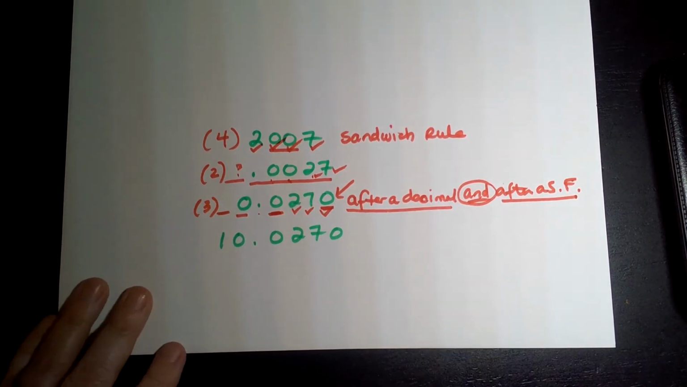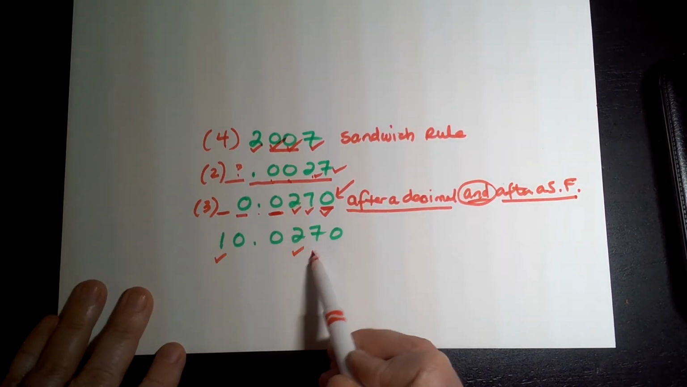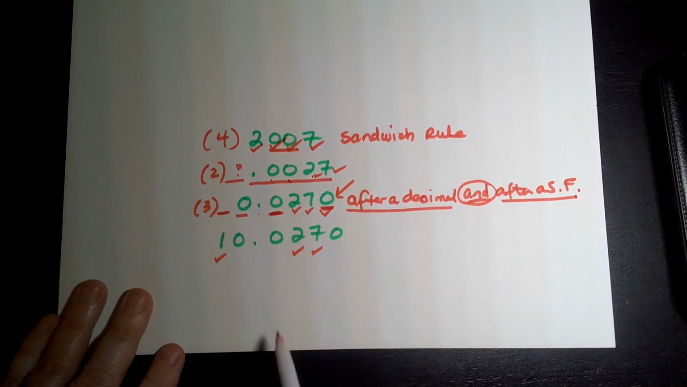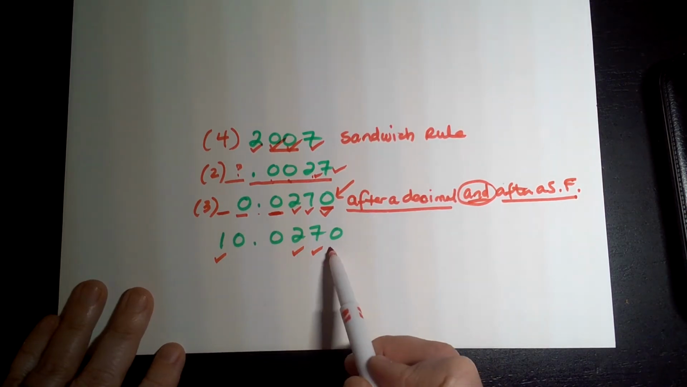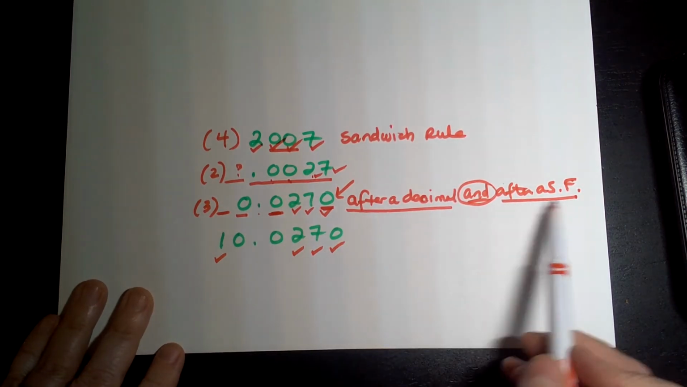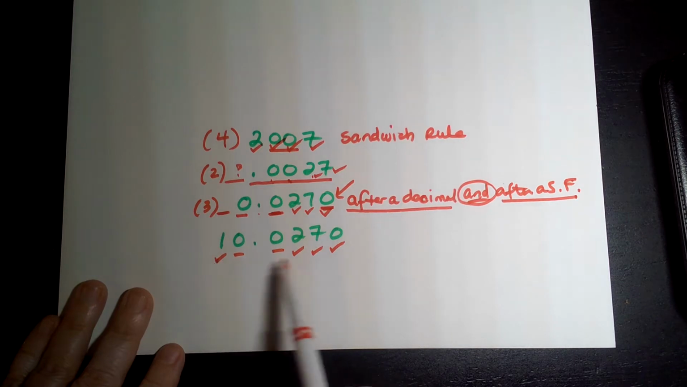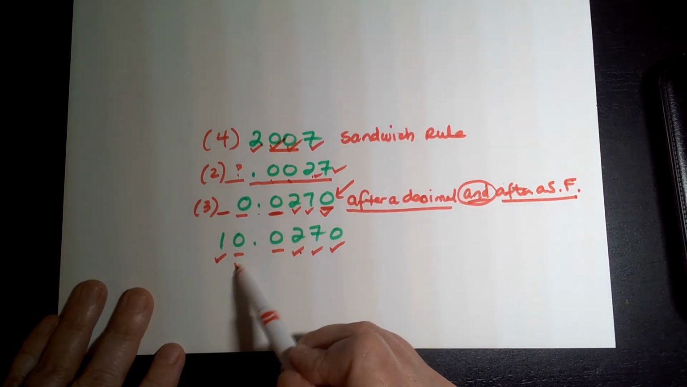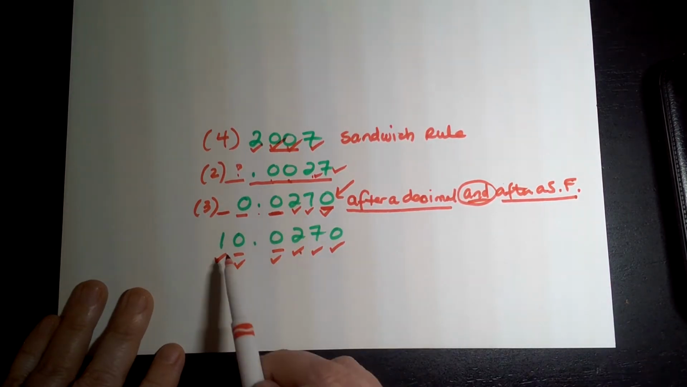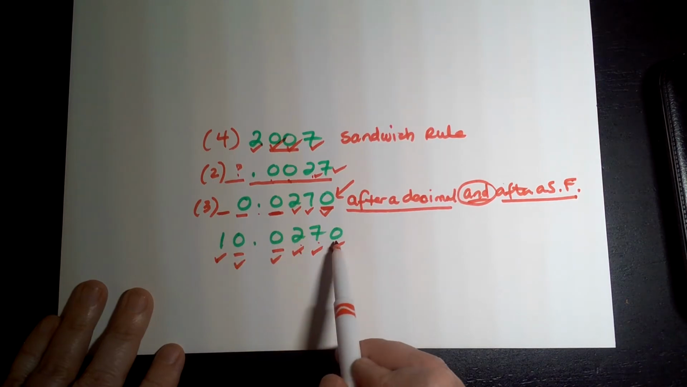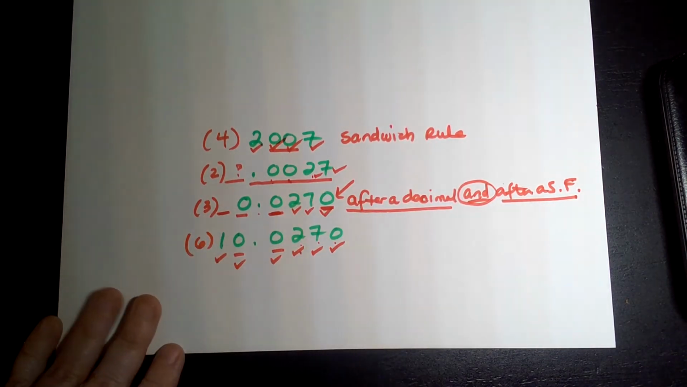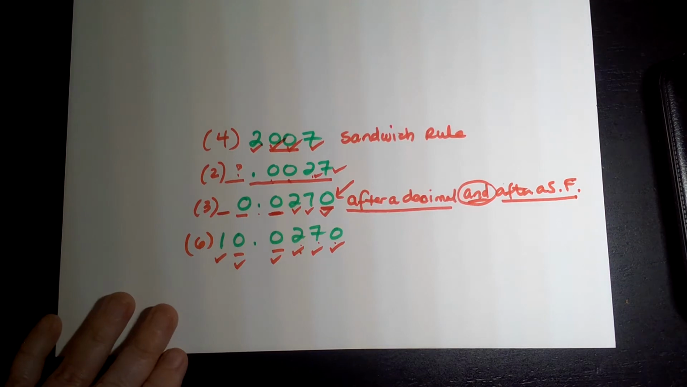All right, and then we have this number. We have 1, 2, and 7. Those are already important. We now know that after a decimal and after a significant figure is important. So now we have these two, and these two are sandwiched in between a 1 and a 2, so that makes them important. So now they all check off. So this one has 1, 2, 3, 4, 5, 6 significant figures.